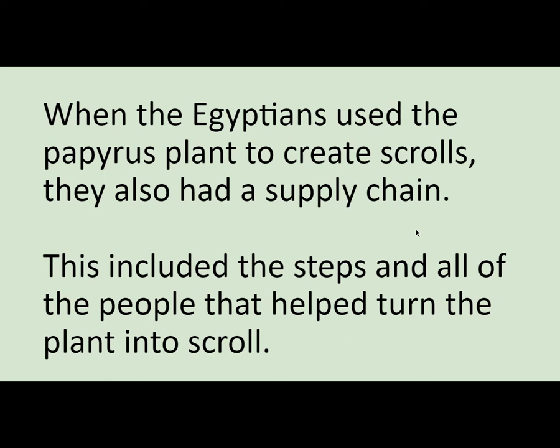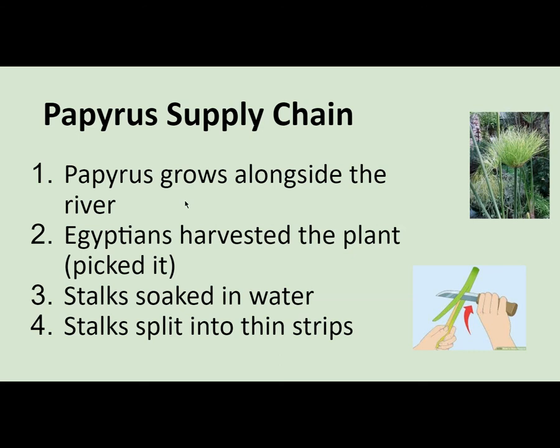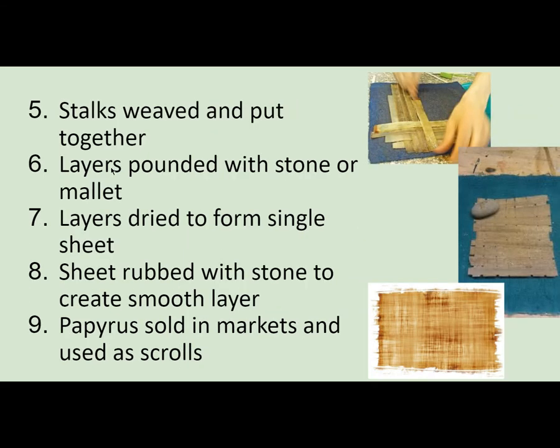When Egyptians used the papyrus plant to create scrolls, they also had a supply chain. This included the steps and all of the people that helped turn the plant into a scroll. So first, the papyrus was grown alongside the river. The Egyptians then harvested the plant, or they picked it. The stalks were soaked in water. The stalks were then split into thin strips. The stalks were weaved and put together.